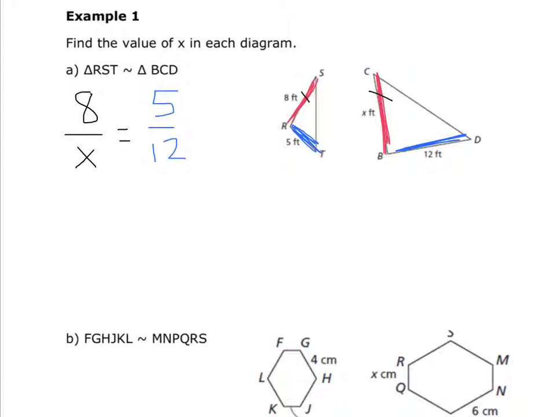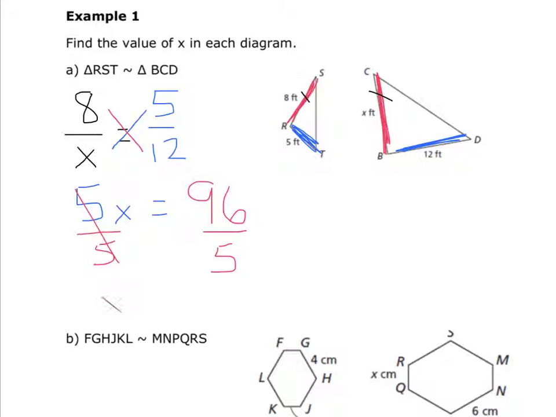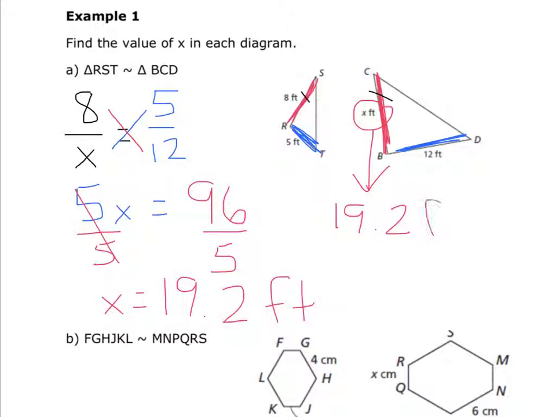Now we're going to cross multiply and solve this proportion. So I have 5 times X is 5X. That's going to equal, now I'm going to cross multiply the other way, 8 times 12 is 96. Now we just need to solve it. So we're going to divide by 5 there, and we would end up with 19.2 feet. Or in other words, this X right here would be 19.2 feet long.